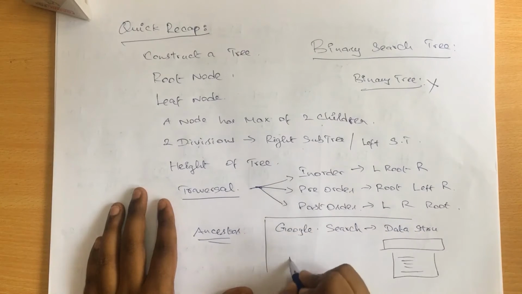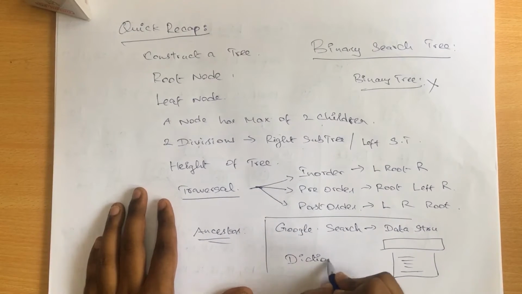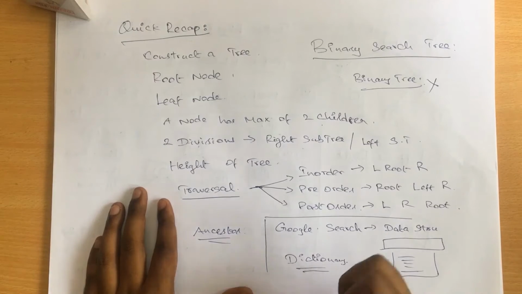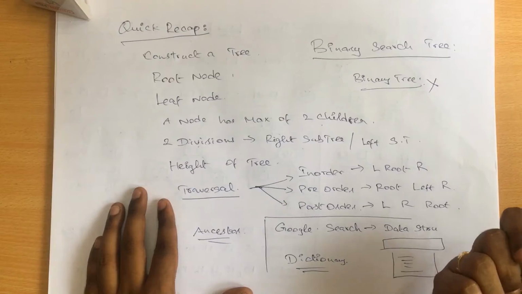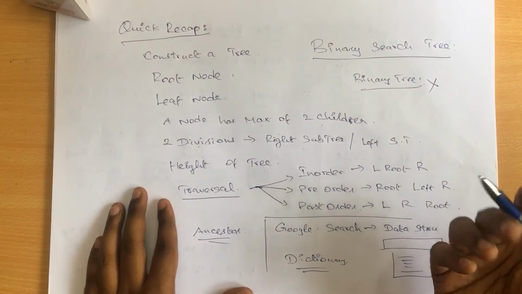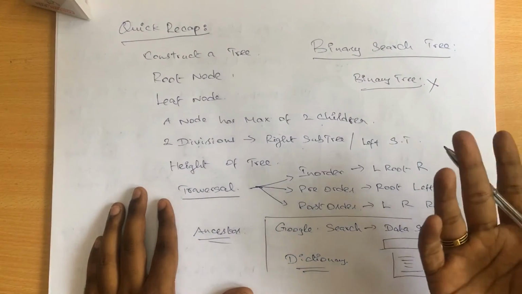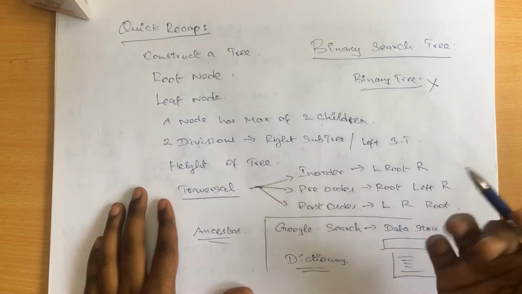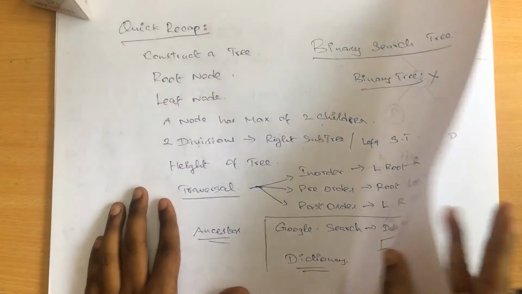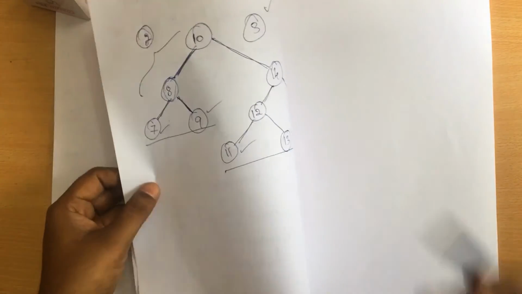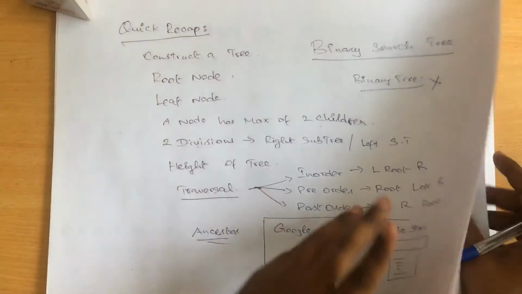In the same way, your dictionary app is also one more good example for a tree algorithm. Whatever values I place inside my database, it always follows something called a tree algorithm, right? So now let's discuss how to implement a tree.